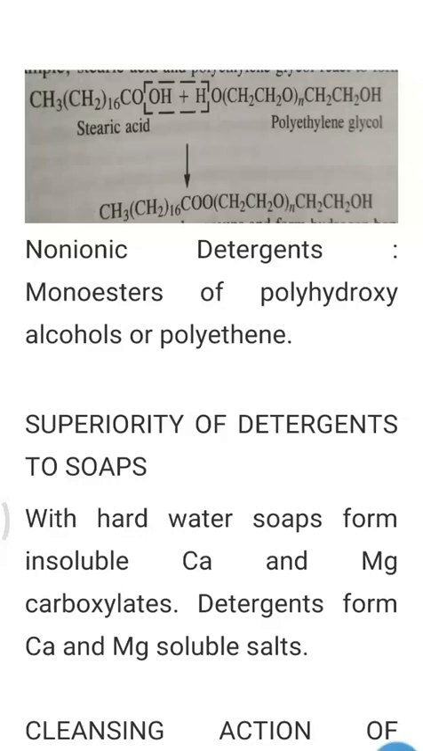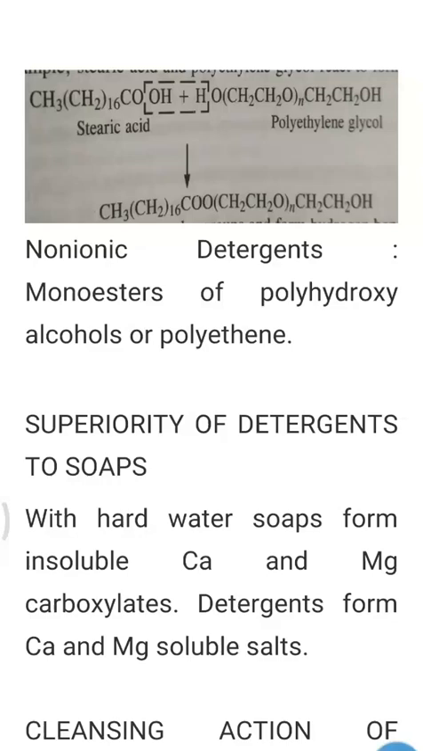In the diagram, in the picture, I have shown N molecules of stearic acid and N molecules of polyethylene glycol will combine to give the detergent. Here in the picture, we have shown one molecule of stearic acid and one molecule of polyethylene glycol combines to form the detergent.